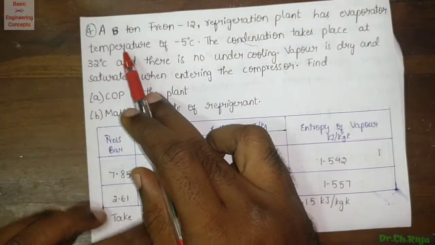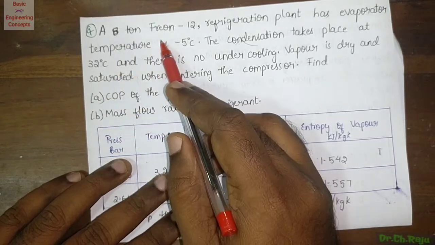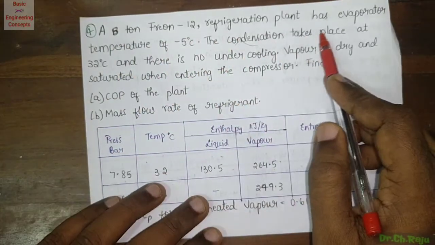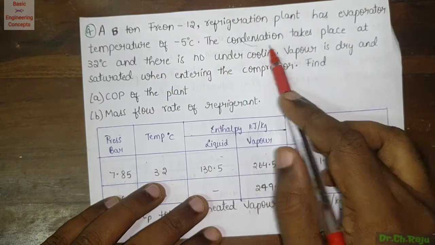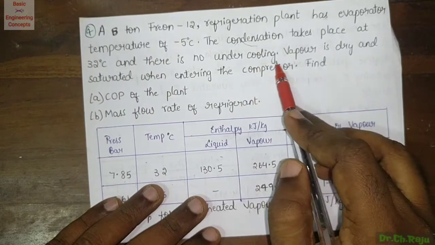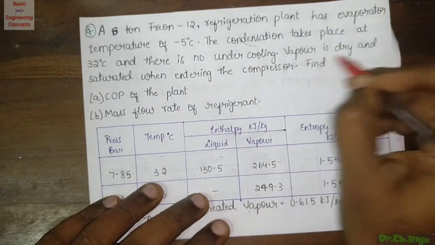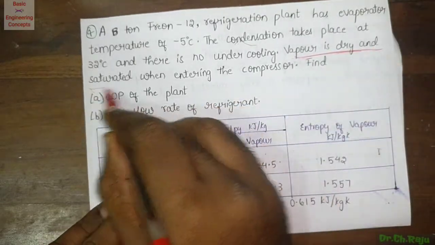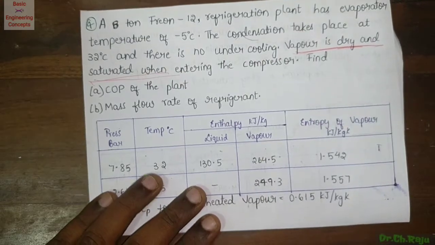An example: an 8 ton Freon-12 refrigeration plant has an evaporator temperature of -5 degrees. The condensation takes place at 32 degrees. There is no undercooling, that is, no subcooling. The vapor is dry and saturated when entering the compressor. So the point to be noted is that the vapor is dry and saturated.